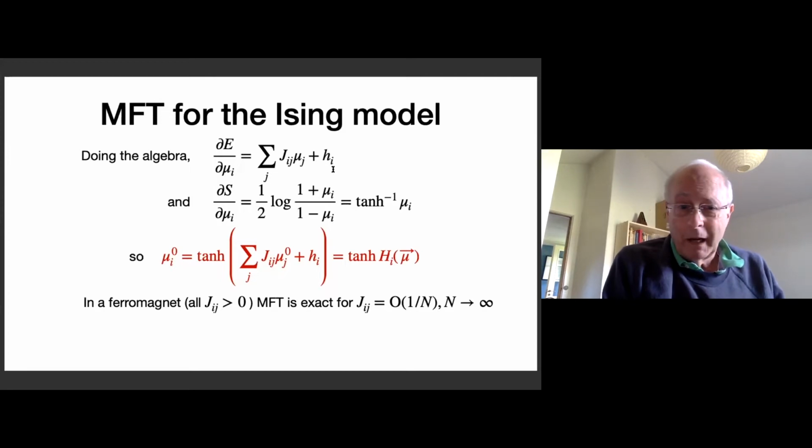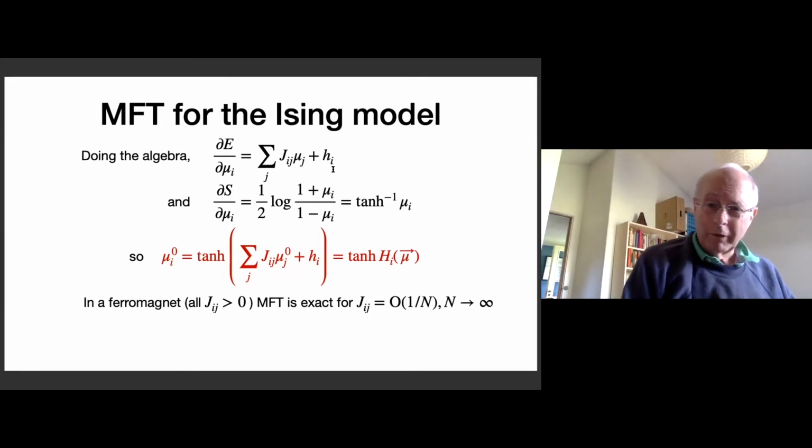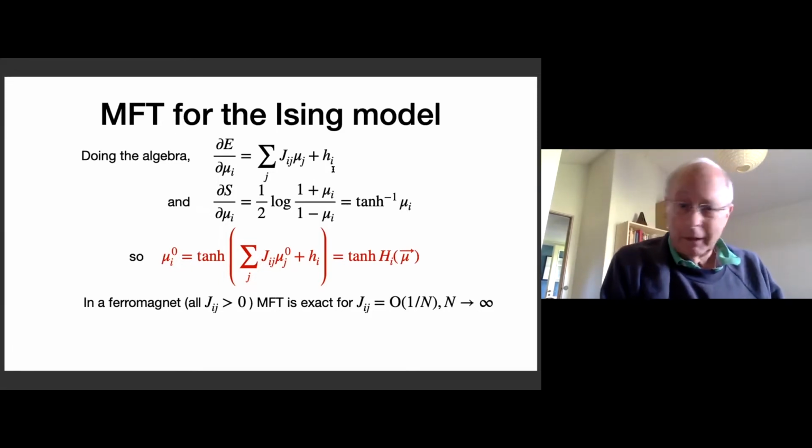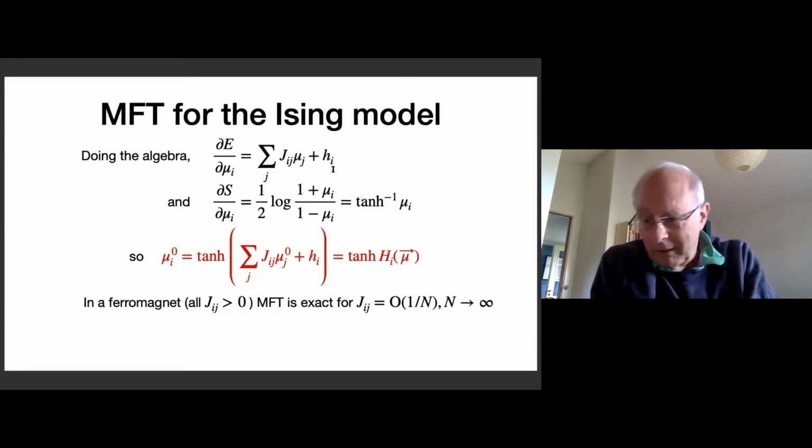And in fact, if I have a particular kind of ferromagnet, where all the J_ij are the same, or at least most of them, then this is exact if the J_ij are small and the system is big. So they have to be of order 1/n as n goes to infinity. That's called the mean field limit.